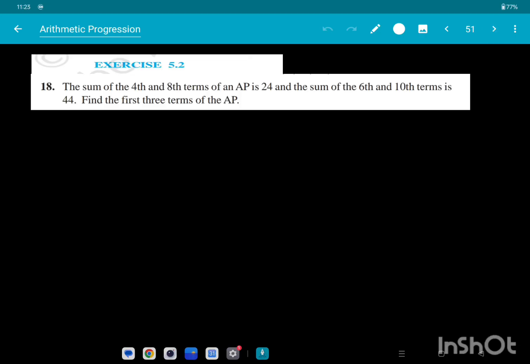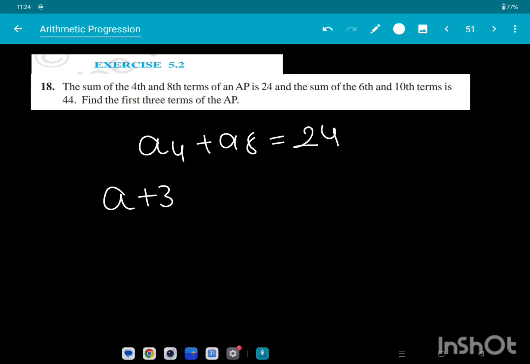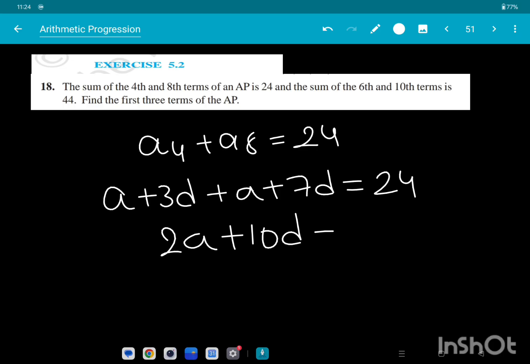Now the 18th question is: the sum of the 4th and 8th term of an AP is 24 and the sum of the 6th and 10th term is 44. Find the first 3 terms of the AP. It is very simple. A4 plus A8 is equal to 24. So I will write A plus 3D plus A plus 7D is equal to 24. Right? So 2A plus 10D is equal to 24.